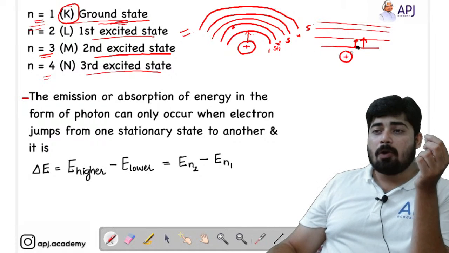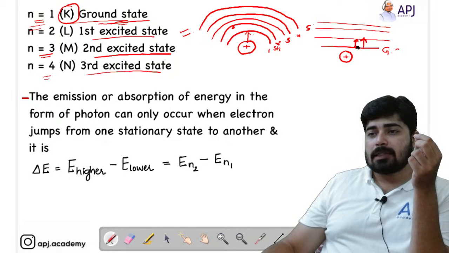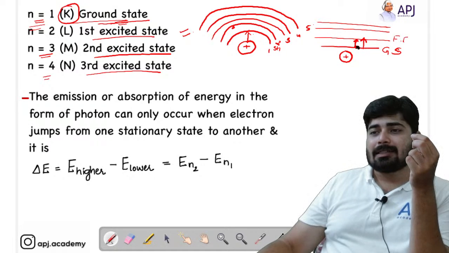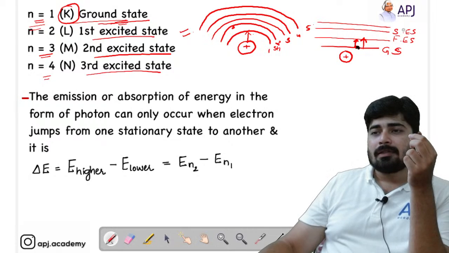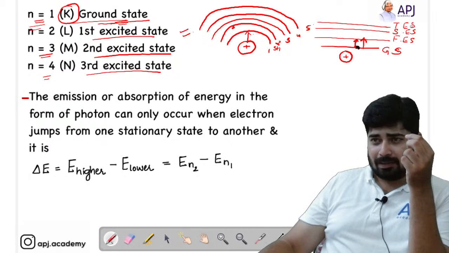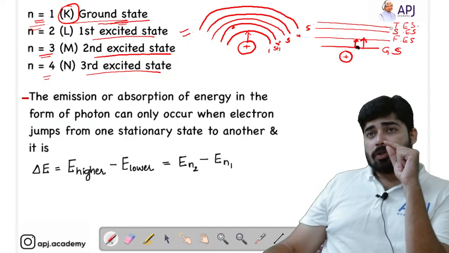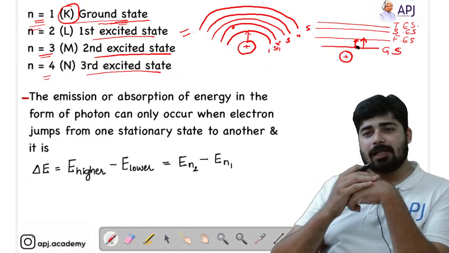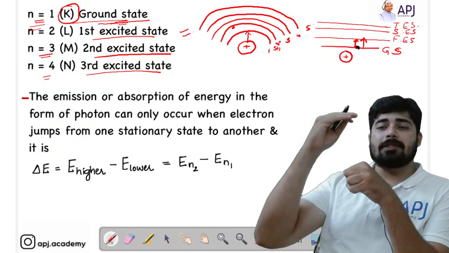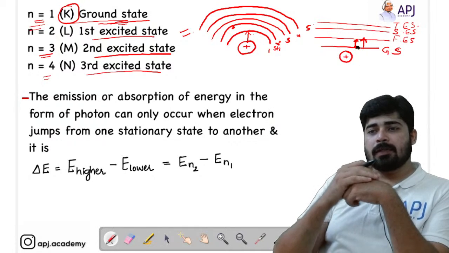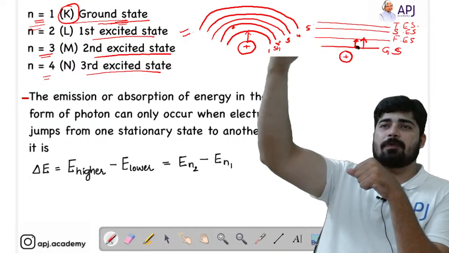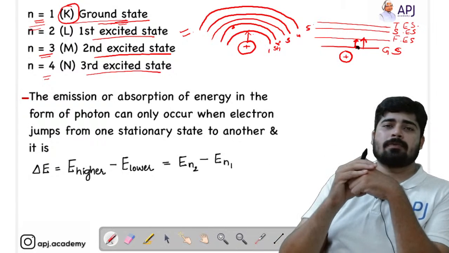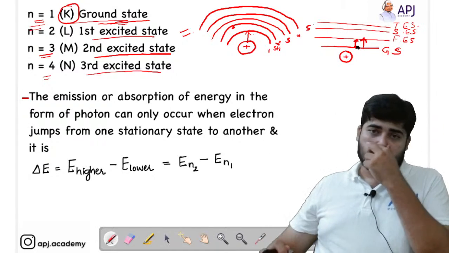This is the ground state. I'll represent it as GS, ground state. This is the first excited state. Next is the second excited state. Then the third excited state. Likewise, it goes. So the electron in the first shell absorbs energy and gets excited to the second shell. It can again absorb certain energy and move to the third shell. Then it can move to the fourth shell. Then it can move to the fifth shell. So for each transition, the electron has to absorb energy.